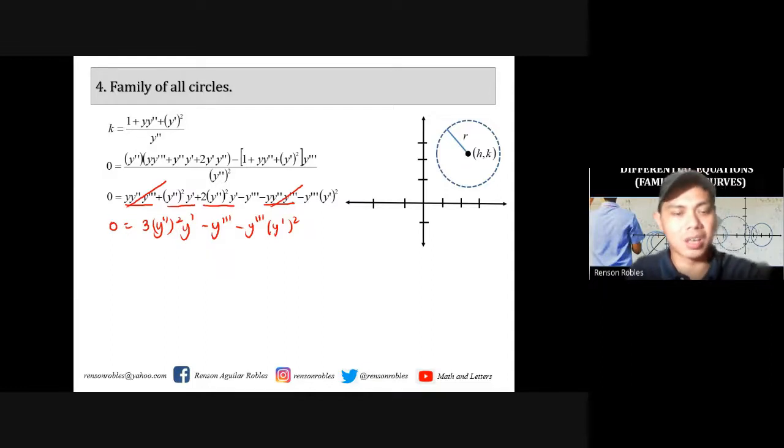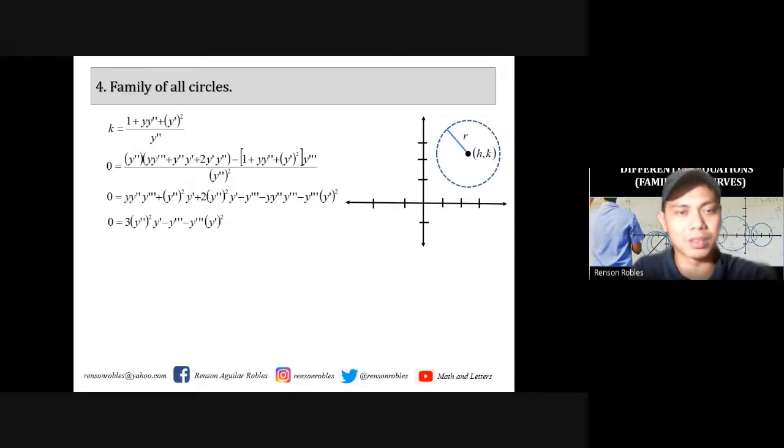We just arrange it in decreasing order of derivatives. All right. So you have y triple prime plus y triple prime y prime squared minus 3y double prime squared y prime equals 0. And this is the differential equation of the family of all circles.